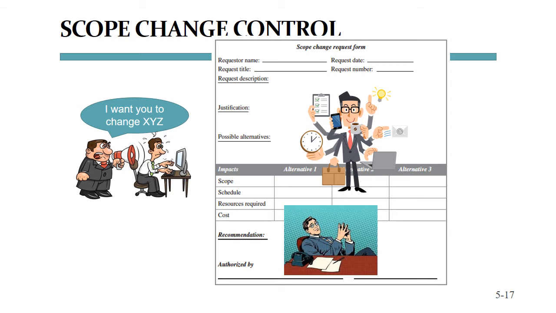And this scope change request form, which can be on paper, it can be electronic, then has to be authorized, and it has to be authorized as a supplement to the project charter because it modifies the project charter. So the only person who can authorize a scope change request has to be the project sponsor. No scope changes without project sponsor approval.